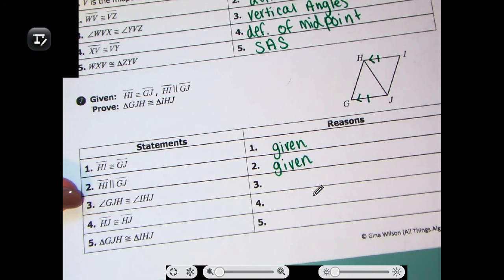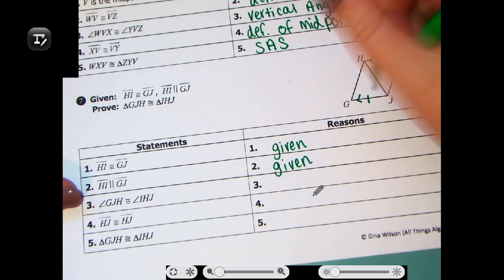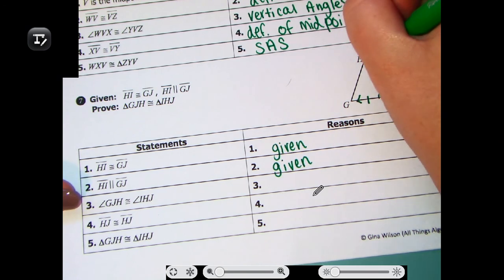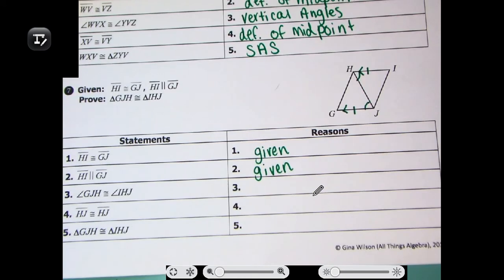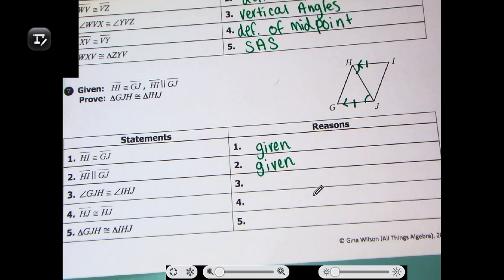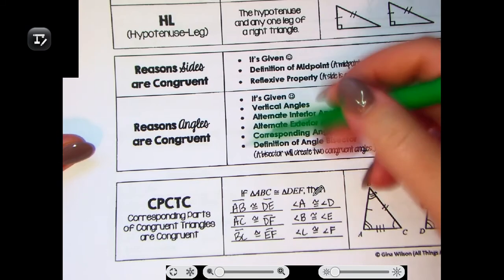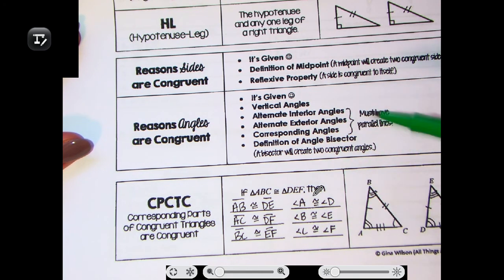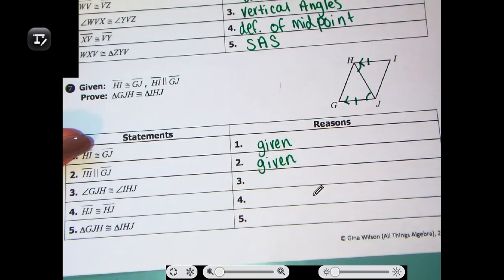Okay, so now we start with some different things. Now it says GJH. This angle here is congruent to IHJ. How would I know that those 2 are congruent to each other? Let's take a look at my reference sheet. Reasons angles are congruent. It's going to be that they're one of these types of angles. So I need to identify what types of angles these are. If you recall, and this is why we have the parallel lines, these are alternate interior angles.